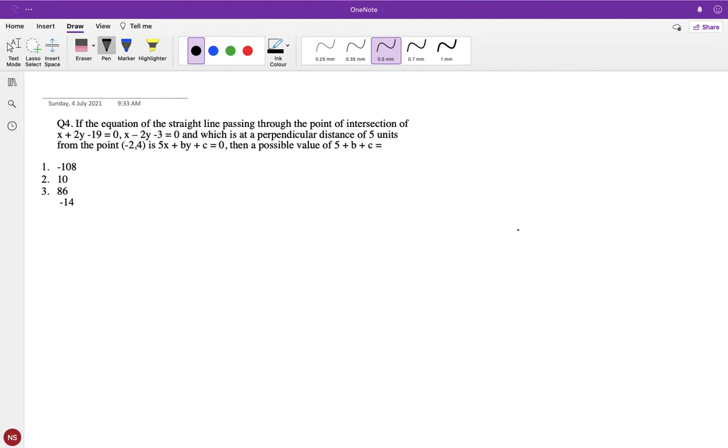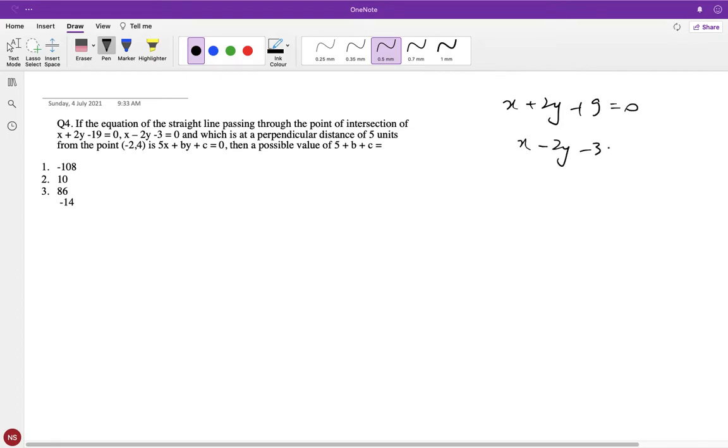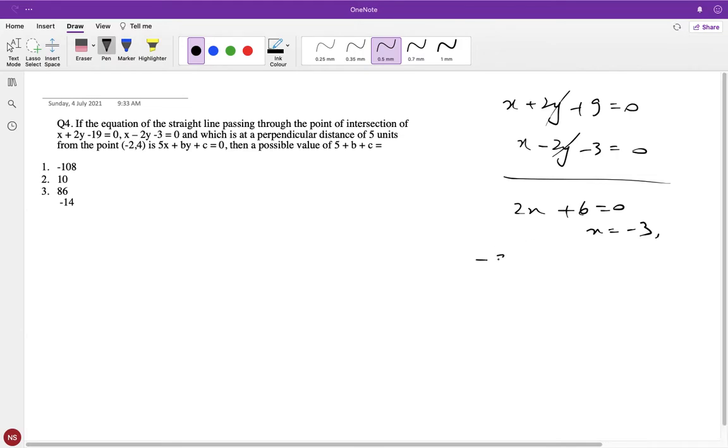If the equation of the straight line passing through the point of intersection of this and which is at perpendicular distance of 5 units from this is this, then a possible very easy problem. X plus 2y minus 19 is given. X minus 2y minus 3 is given. Just straight up add these. This will get cancelled. 2x plus 6 equals to 0. So x equals to minus 3. If x is minus 3, so minus 3 minus 2y minus 3 is 0. This means minus 2y is equals to 6, or y is equals to minus 3. So the point of intersection is minus 3 minus 3.